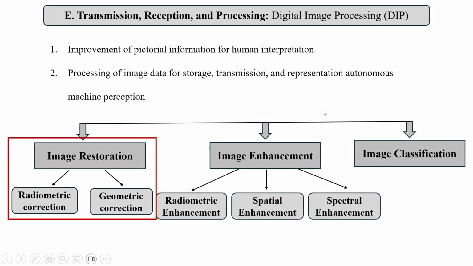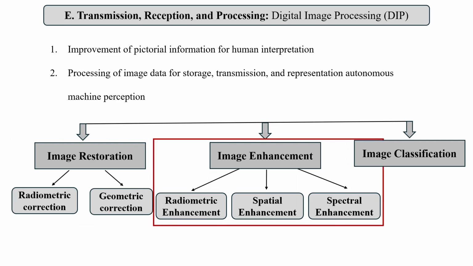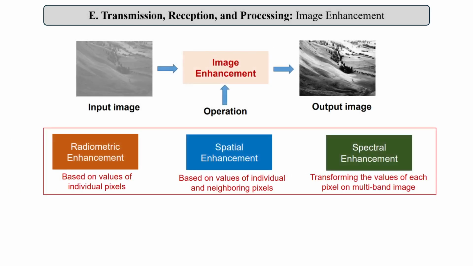So the first step of digital image processing is done, which is image restoration. So now I'll go for image enhancement. In case of image enhancement, there are three types. The first one is radiometric enhancement, the second is spatial enhancement, and the third is spectral enhancement. Radiometric enhancement is based on the individual pixel.